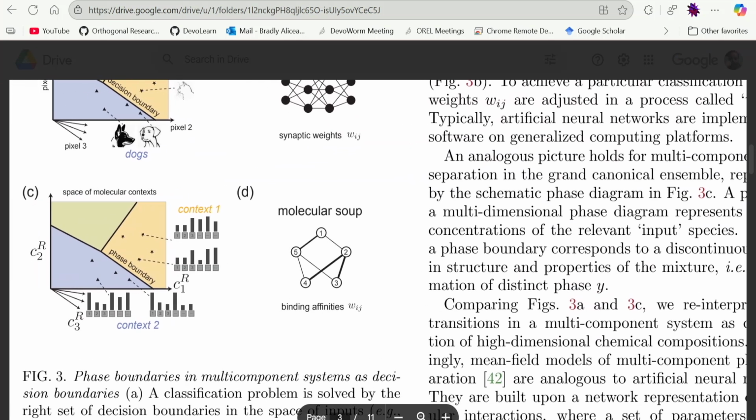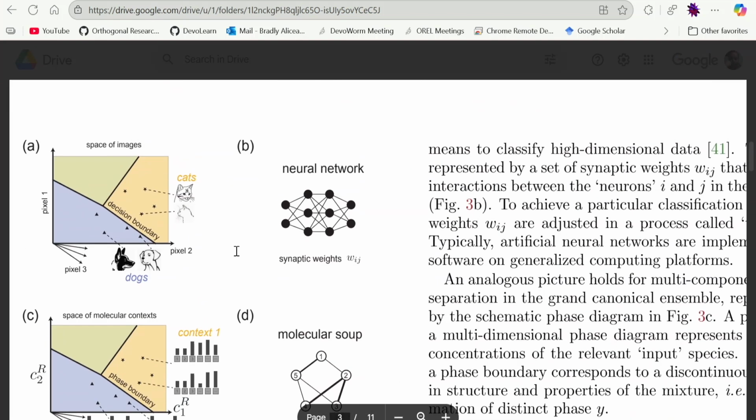Okay, so then this third figure, figure 3, shows the phase boundaries of multi-compartment systems as decision boundaries. So A is this space of images, and this is just a conceptual model of how decision boundaries work. So you have the space of images that are inputs to this neural network, and the neural network has to decide whether a certain image belongs in the category of cats or dogs.